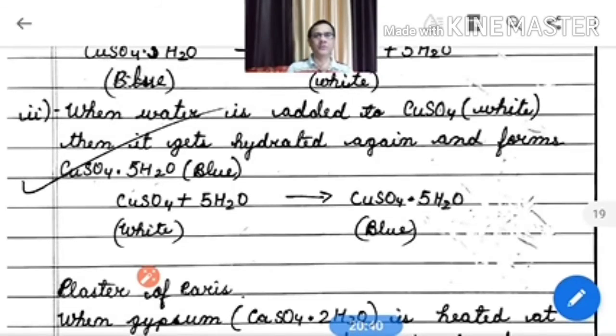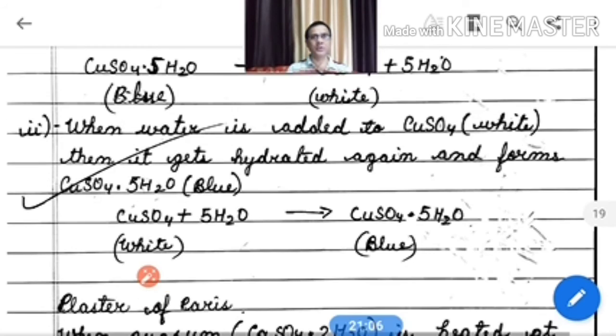Now CuSO4, which is white in color, we add water to this. Each molecule of copper sulfate adds 5 water molecules again, and it forms CuSO4.5H2O, and the white color of this anhydrous copper sulfate converts into blue. So this is the action of heat on hydrated salt.